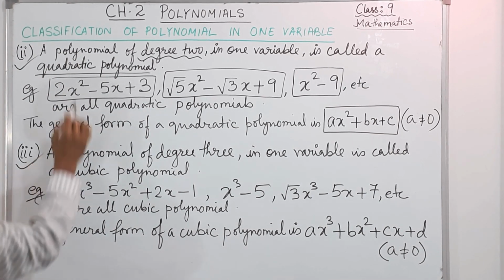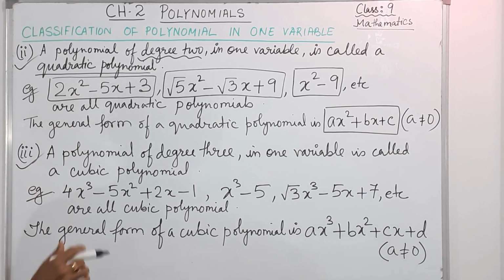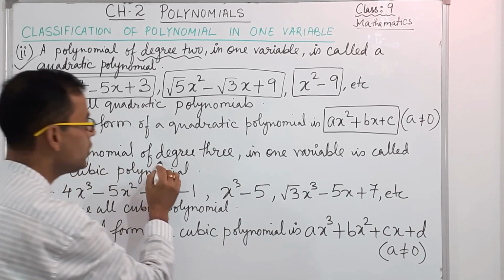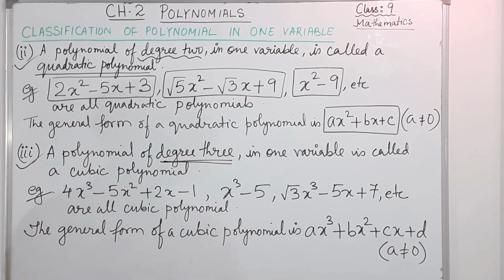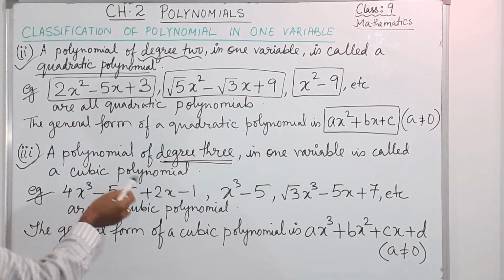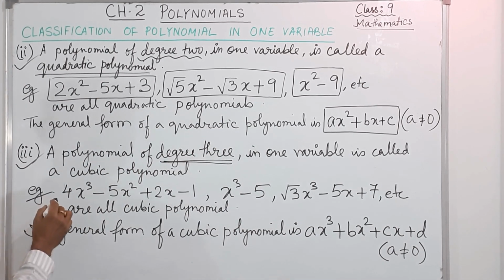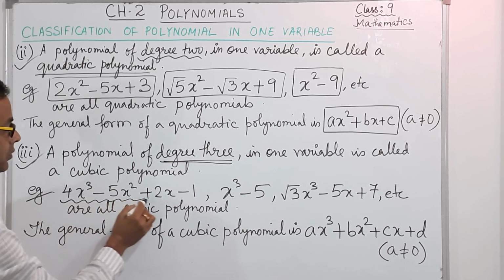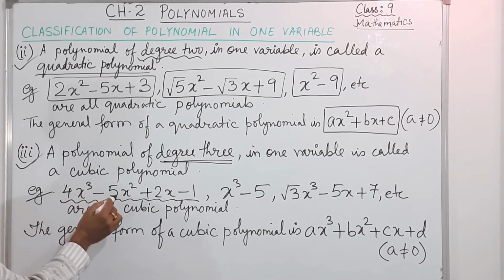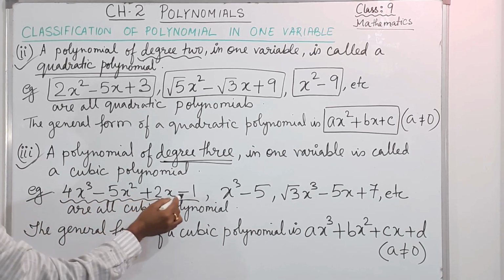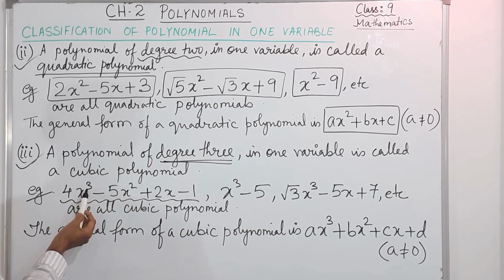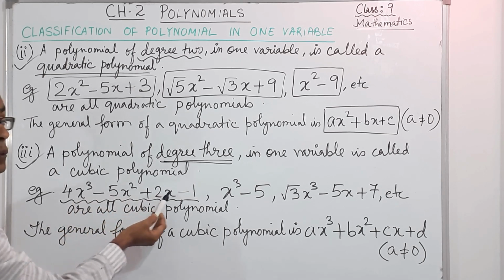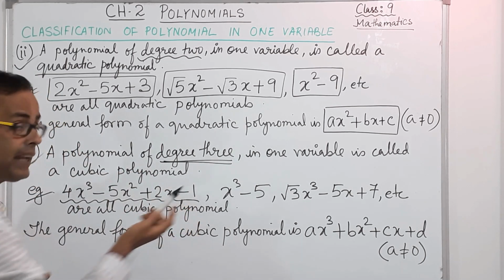Now third one, cubic polynomial. A polynomial of degree 3. If the degree is 3, then it is called a cubic polynomial. Let us see the example. See here, one example is here. 4x cube minus 5x square plus 2x minus 1. So here power is 3, here power 2, here no power means 1, and here x is not there.